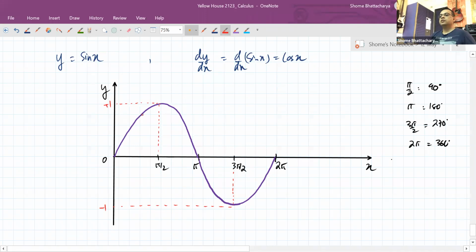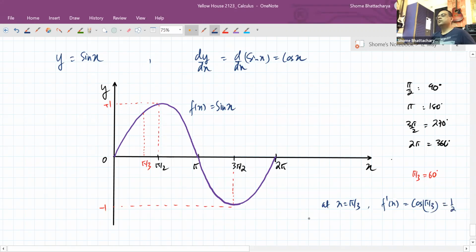Okay. Now let's also observe some other in-between points. Like for example, let us look at the point pi by 3. Okay. So pi by 3 is the same thing as 60 degrees. So you can see that at x equal to pi by 3, if the function is sin x, this is the graph of y equal to sin x, then the derivative of the function is cos of pi by 3, which is half. Okay, so that means at x equal to pi by 3, the slope of tangent is equal to half, or 0.5. So this information tells us that if I draw a tangent line at this point, that tangent line should have a slope of 0.5.